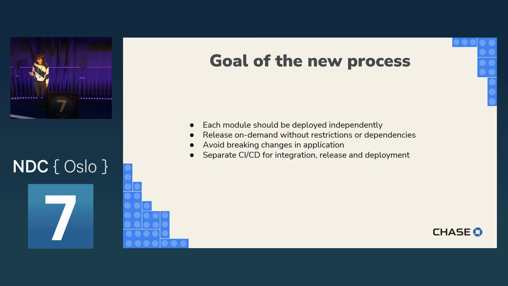And we want to avoid having breaking changes in production. And we want to separate our CI/CD. Without the micro front-end way of release, we'll have an integration pipeline and this deployment pipeline. With this new approach, we have a secondary pipeline in between, which allows us to publish a module and version it. So this is our publish and release pipeline. So we have a third pipeline now supporting it.